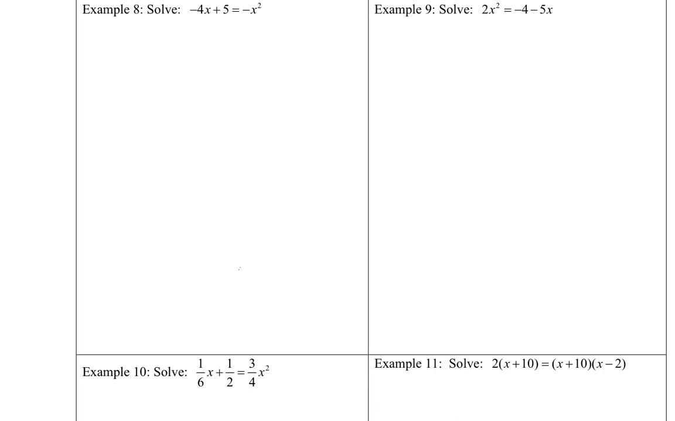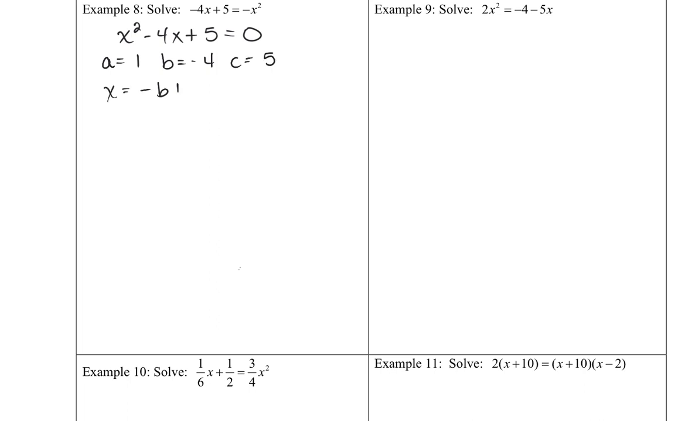Okay, so for these, the first thing I notice on this one is it's not in the right form, right? It's not equal to 0. So I'm going to go ahead and add x squared to both sides so that I will have x squared minus 4x plus 5 equals 0, right? Now I know what A, B, and C are. So go ahead and pause the video and try and solve this one on your own. And then restart it and see if you got the same thing I got. A is 1, B is negative 4, C is 5.